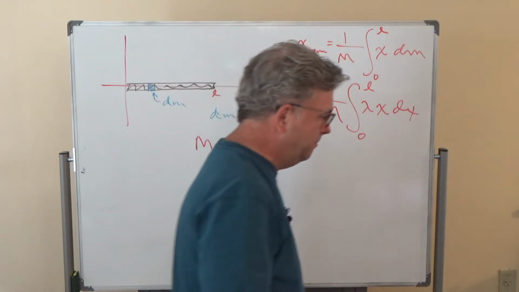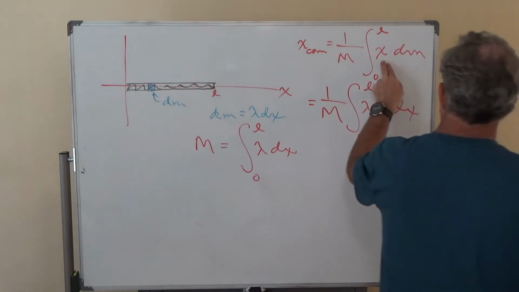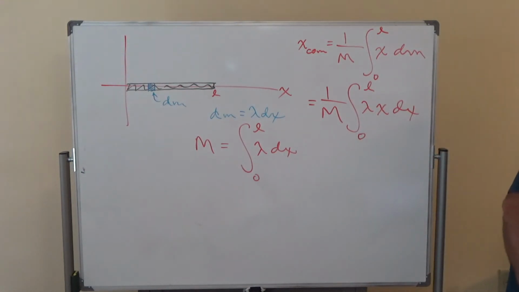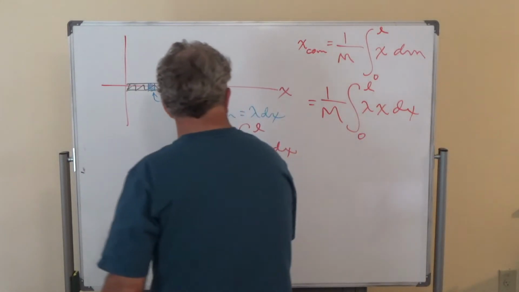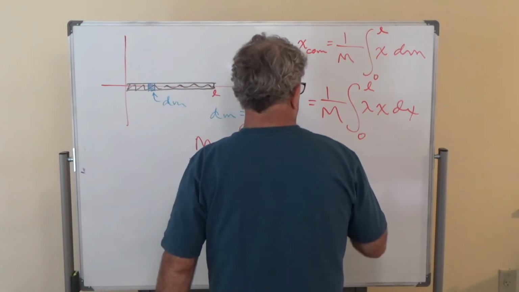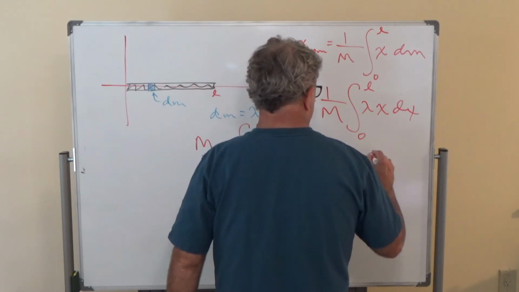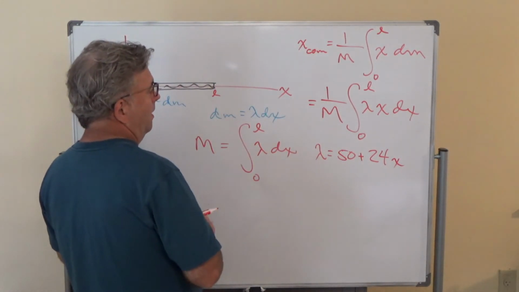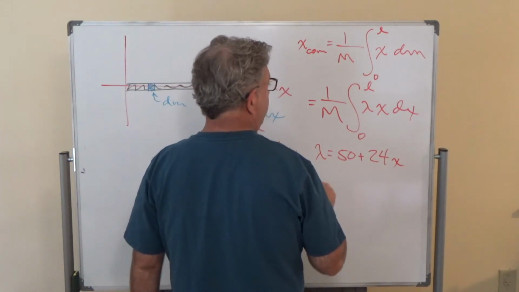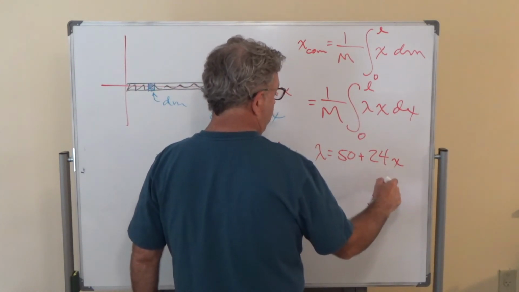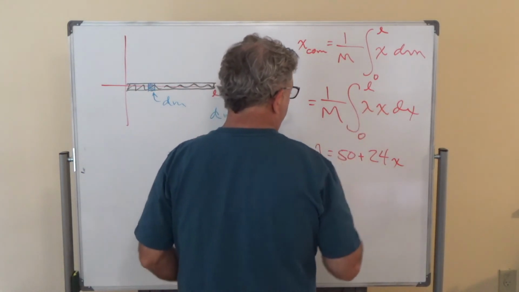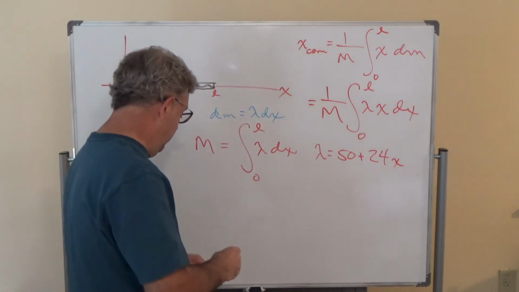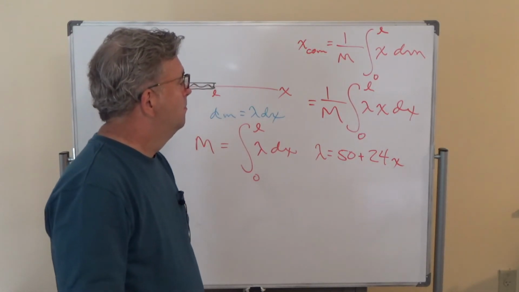I think that's right. Because it's the position times the little bit of mass. So you're going to have to integrate. Mine is 50 plus 24x. So lambda equals 50 plus 24x. Okay. And you can multiply that by x, and you get 50x plus 24x squared. You integrate that, evaluate it from 0 to L, and that's good.